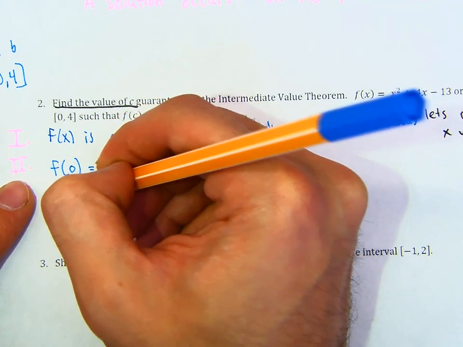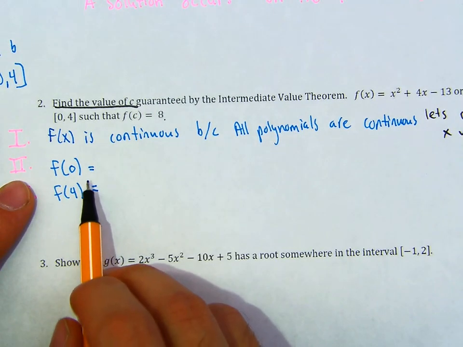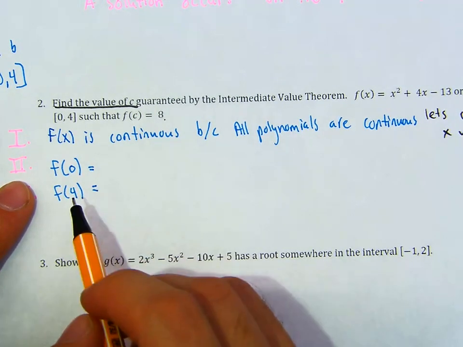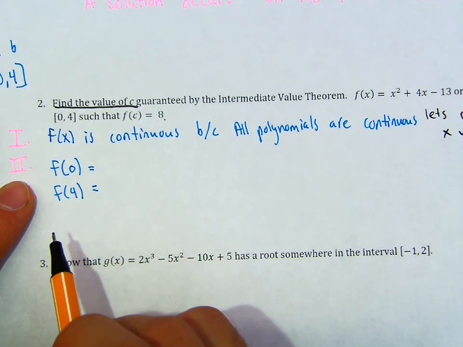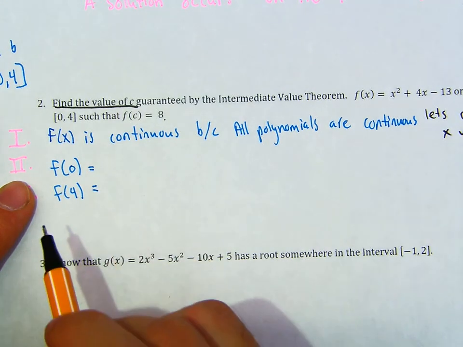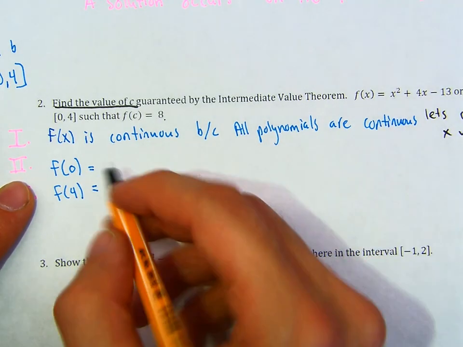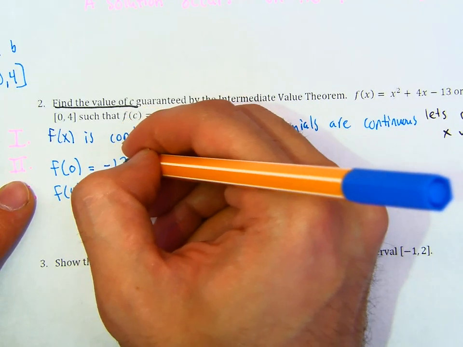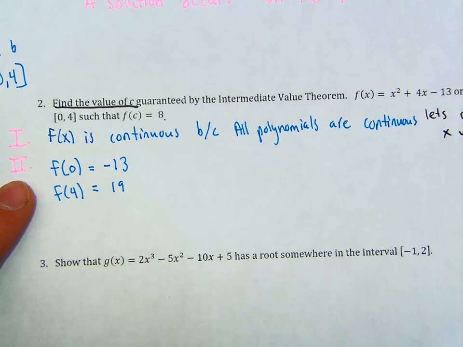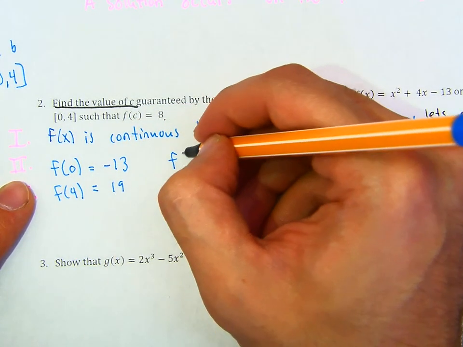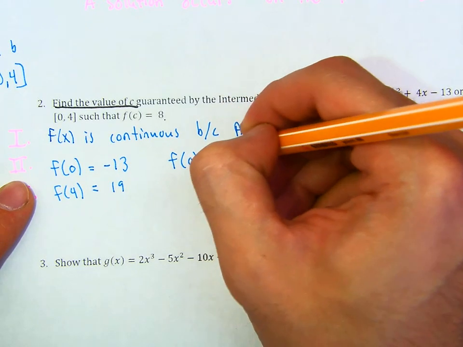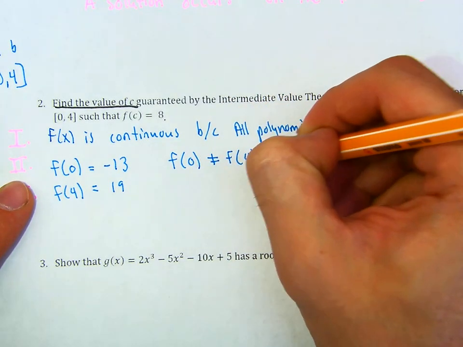What I want you to do without using the calculator, find out what this is, okay? Pause the video and take your time. Plug in 0 into this and plug in 4 into that, right? And you should get negative 13 and 19. And notice that f of 0 does not equal f of 4. Okay, happy face, right?